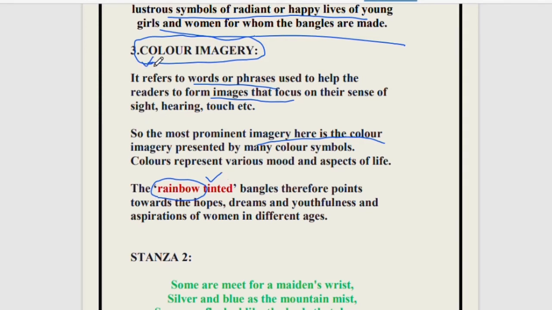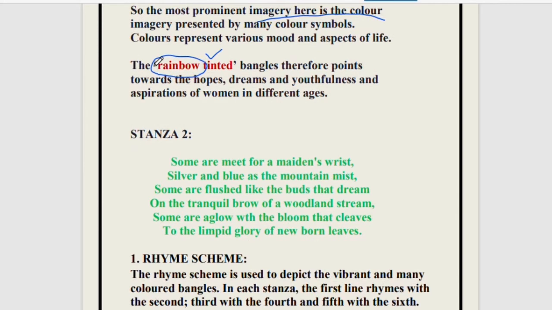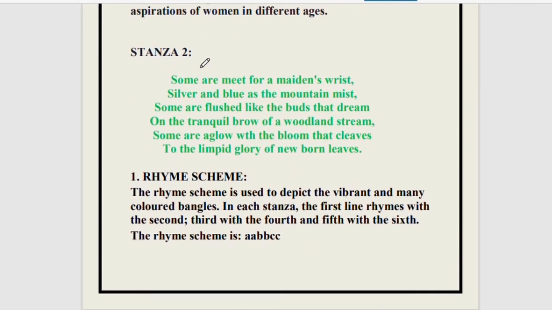Images of colors are used. Colors are used to symbolize certain things. This color of bangles is for young girls. This color of bangles is for married girls. These bangles are for the middle-aged women. So color differentiates the different types of bangles that the women wear in the society. Okay, that's all in the first stanza. Next, we'll move on to the second stanza.